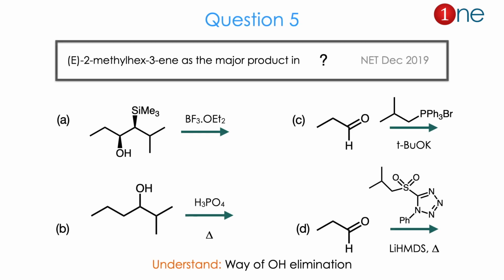Then question number 5. They give the product E-2-methylhex-3-ene. They ask for the major product in which reaction, whether it is from silyl oxygen, or from carbonyl, or from the carbonyl with a heterocyclic system, or the alcohol with phosphoric acid. So there are many possibilities. So you have to know how to generate specifically the E form. So the question is really about the way of OH elimination. The answer is D. Let us see how.